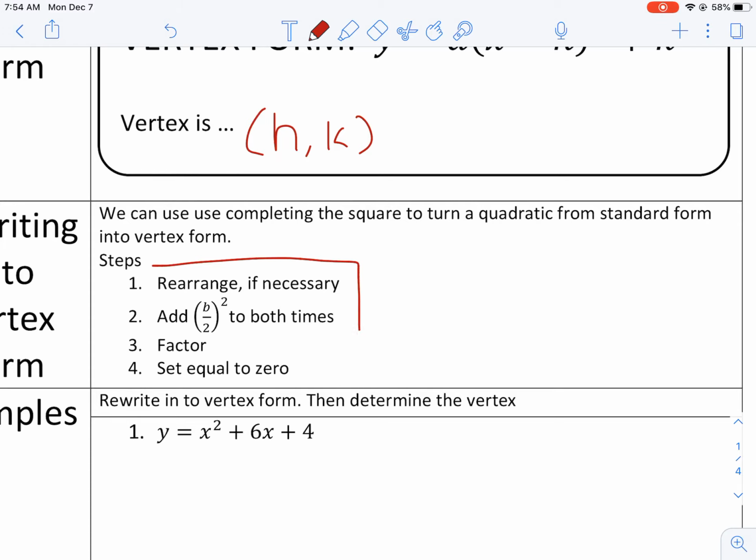So here we have the steps for graphing. Sorry, it's early in the morning.